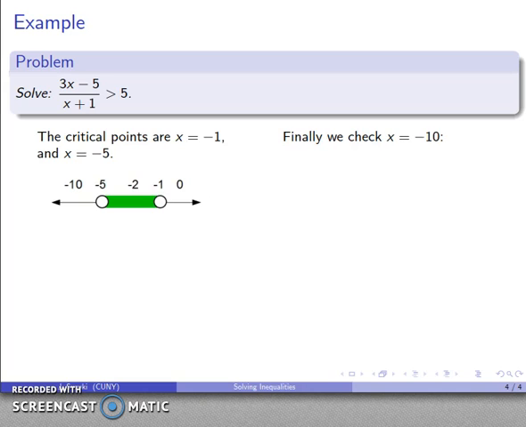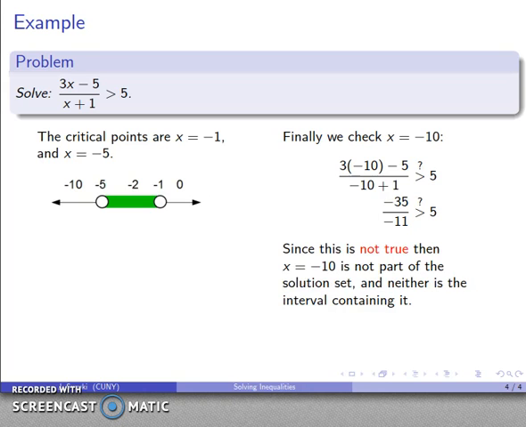Then x equals negative 10, same sort of problem. If I let x equal negative 10 in my inequality, I can see if I get a true statement. So what do I have? I calculate it, and it is not true that negative 35 over 11 is greater than 5. So it's not true. x equals negative 10 is not part of the solution set, and I don't want to shade that section. So again, this is a graphical view of the solution.